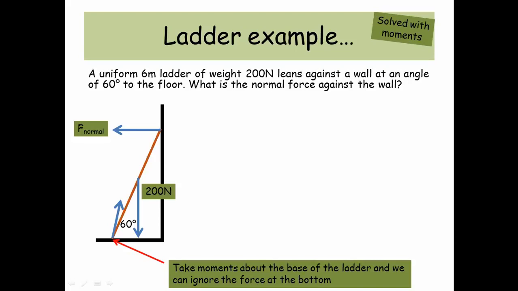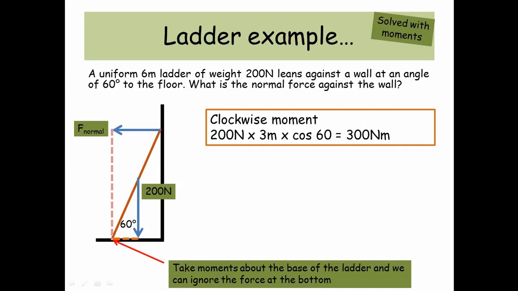So we only need to think about the moment produced by the normal force and the moment produced by the 200 newtons. Firstly, let's think about the perpendicular distance from the line of action of our 200 newtons to the pivot point that we've chosen. And then we also need to think about the perpendicular distance from the line of action of the normal force to that pivot point as well. Because our object is in equilibrium, the moments produced by these forces must be in equilibrium too.